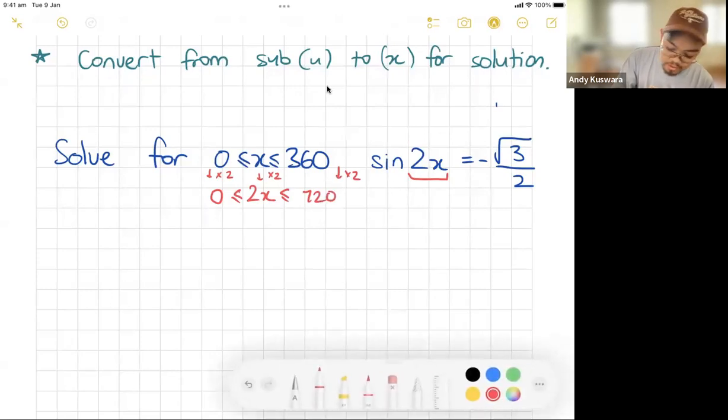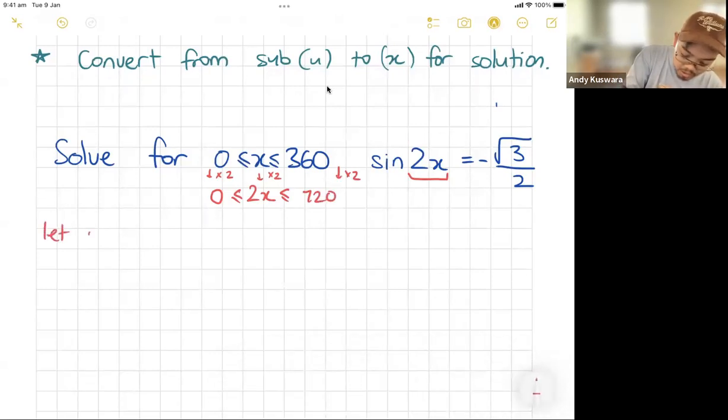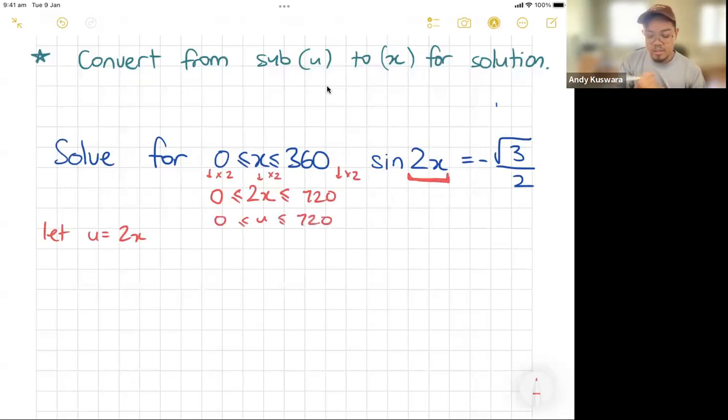Okay, now at this point, I'm going to introduce my u substitution, and I'm going to let u be whatever the compound angle is. So I'm going to let u equal 2x. So if I wanted to, I could write this. There's no need to, but instead of writing 2x, I'm going to write it as u.